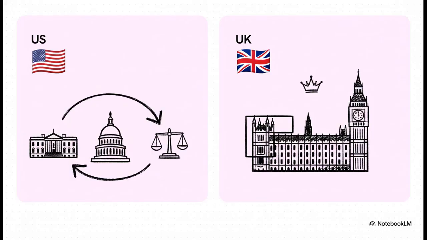The US is a presidential republic, which means powers are separated. The UK, on the other hand, is a parliamentary monarchy, where the executive and legislative branches are basically fused together. And that one core difference? Well, it explains almost everything that follows.